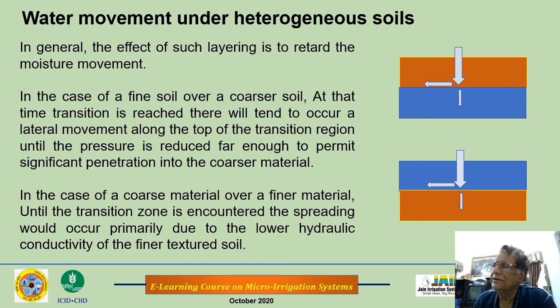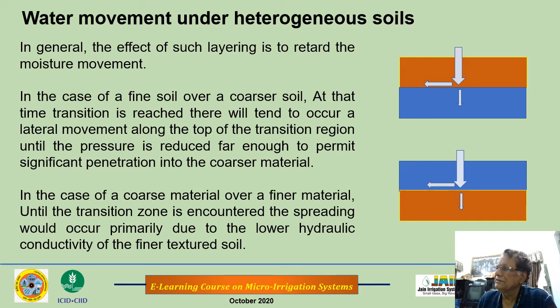If we assume that a lighter soil is above and below is the heavier soil, the water movement within the lighter soil is vertically faster. It will move up to the transition point, up to the point where the heavier soil comes. And then the rate of entry of water into the heavier soil will not be as much, it is much lesser. Then flow will start moving towards the sides over the heavier soil. And then after the pressure builds up, it will start entering into the heavier soil.